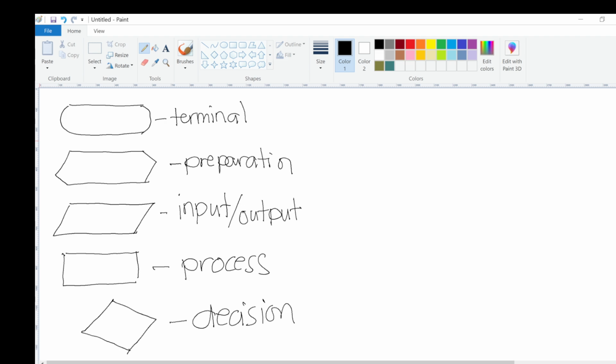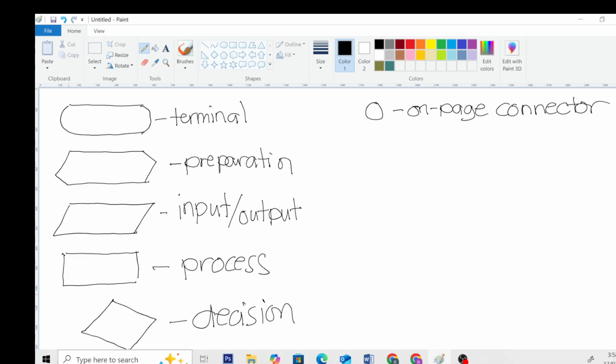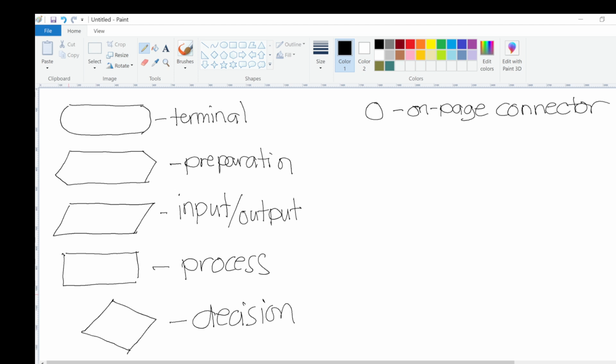We also have the on-page connector. The on-page connector is a small circle used when a flowchart is too long to fit neatly on one page. It helps connect different parts of the flowchart on the same page, so we don't have messy overlapping flow lines.